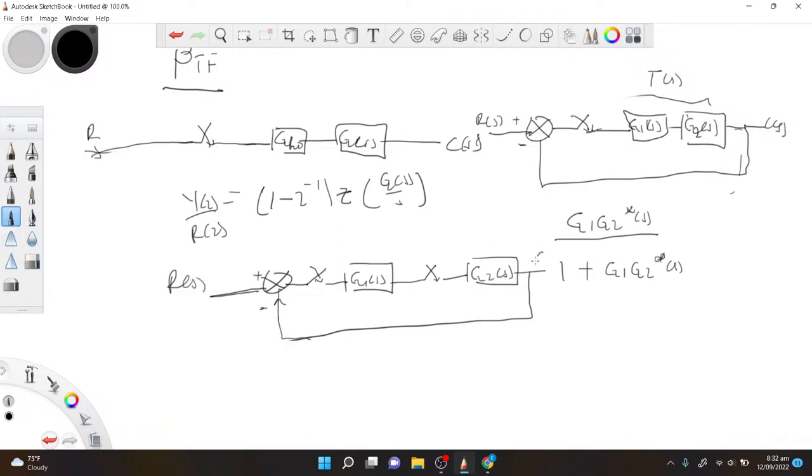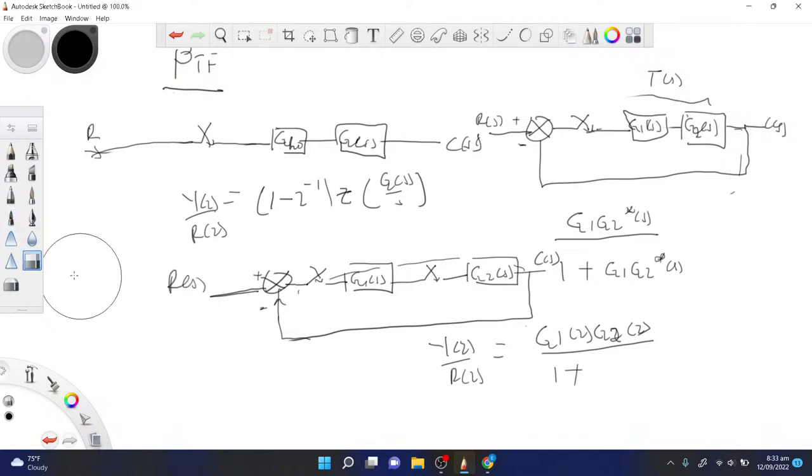if you have a sampler between them like this, then your transfer function y of z over r of z will be given by, now this will be sampled before they are multiplied. So you have G1 of z, G2 of z all over 1 plus. Then check this part. Assuming there's a block in the feedback like this.